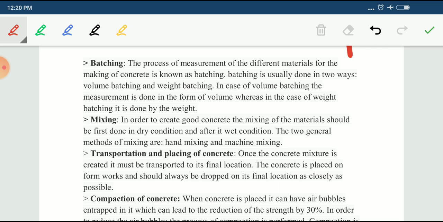After that you go for wet mixing. Okay, this is the procedure. Then only you will get a good concrete.